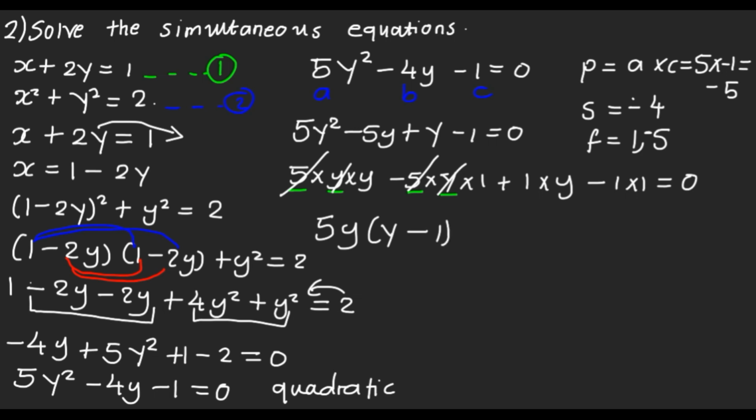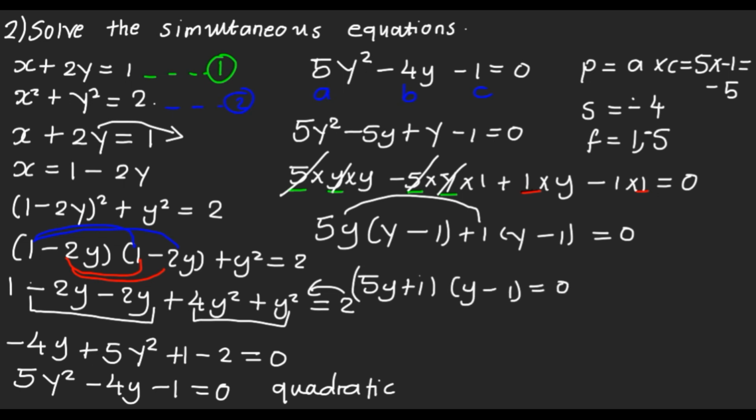So let's check here what is common. So from this part, 1 is common. So if we take out 1, the remaining is y minus 1, which is equal to 0. So I'm going to combine the two. So 5y plus 1, then y minus 1 is equal to 0. Then we are going to equate each factor equal to 0.